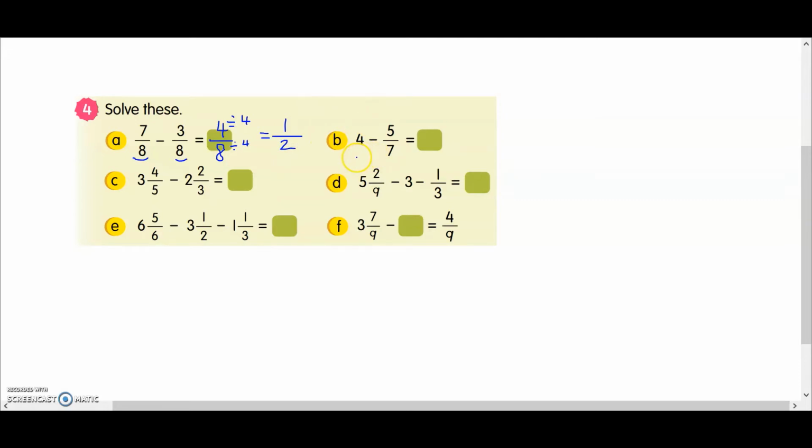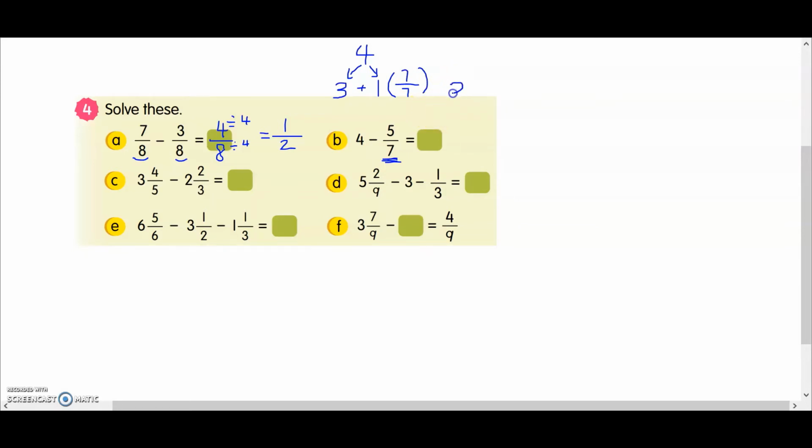Okay, B, 4 minus 5 over 7. Now this round number 4 here, we split it into 3 and 1. Okay, because 3 plus 1 is 4. Now since we want to minus 5 over 7, so this 1 here we change to 7 over 7. Why 7? Because the bottom number here is 7. We want to have the same bottom number. Okay, remember I taught you that when the numbers are the same, top and bottom, it means 1. Okay, it equals 1. So 7 over 7 is 1.